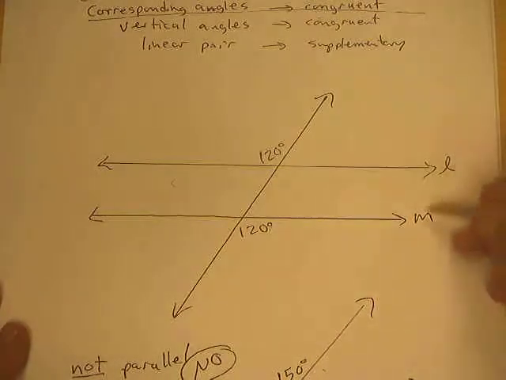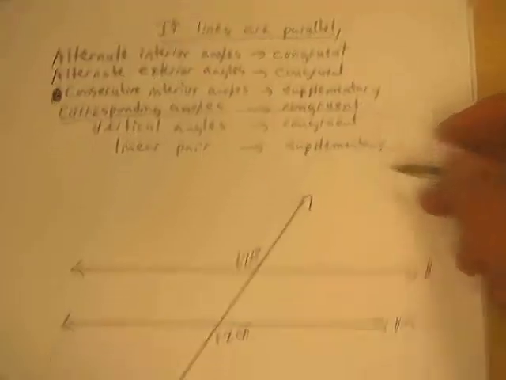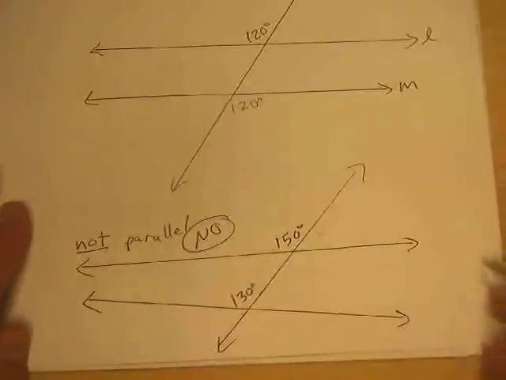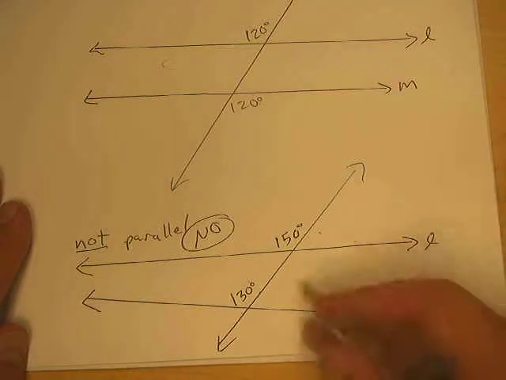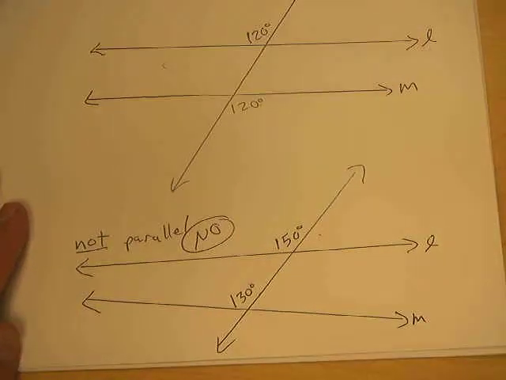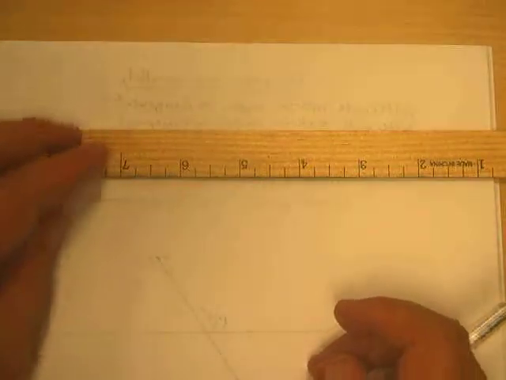If the lines are parallel, these two lines, let's say L and M, if L and M are parallel, then all these properties are true. If L and M are not parallel, then those things are not true. So that's what we want to talk about when we're talking about proving if lines are parallel or not. Okay? All right, flip over paper.